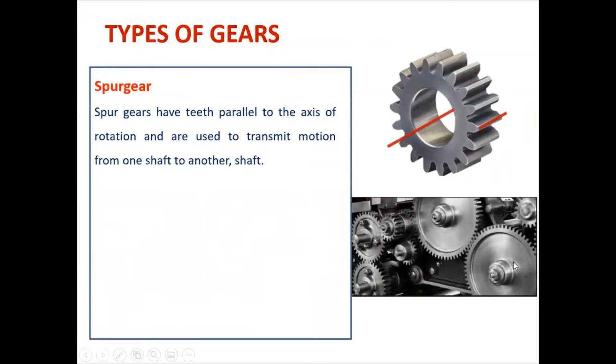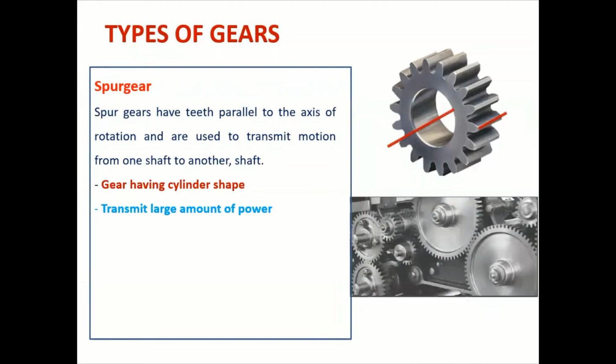From this diagram also it is very clear. So we are transmitting the power from one shaft to another shaft, and this gear having a cylindrical shape, a huge amount or large amount of power can be transmitted through this spur gear. Here also it is very clear.